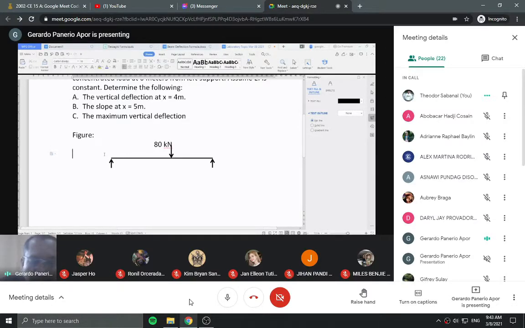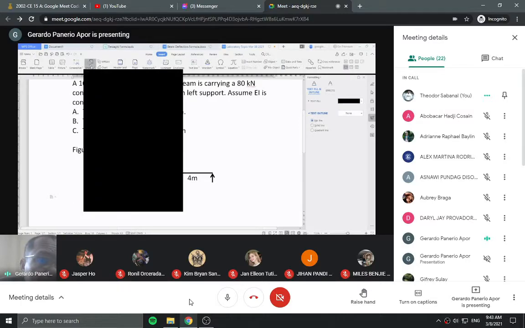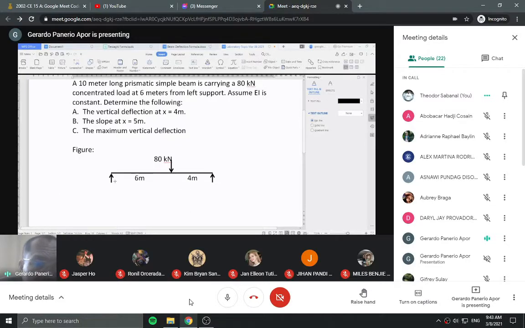Let us say, paano siya, the support. And then this one is 6 meters from the left support. And the other one is 4 meters na lang. Why? Because L is equal to 10. Okay, that's the load. Then if you are going to imagine what is the shape of the deflected structure, then we can make a load here, no?